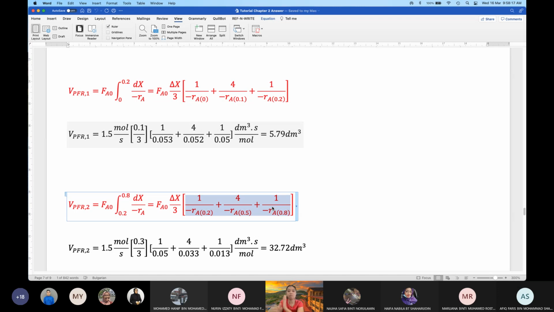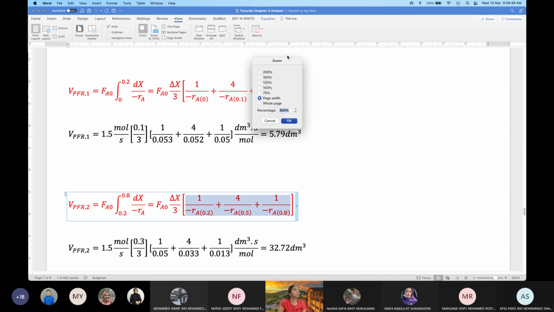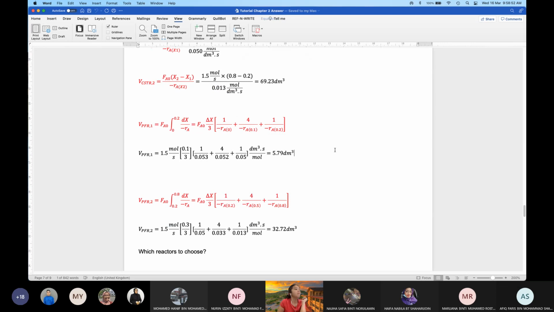Since the one-third rule tu mesti 1, 4, 1. So 4 over minus RA at your middle X. So your middle X is 0.5. So 4 per minus RA when my X is 0.5. Plus 1 per minus RA at my final X, which is 0.8 lah kan. So, you look at the table again. Pada 0.2, berapa minus RA? Pada 0.5, berapa minus RA? At 0.8, how much is your minus RA? And when you replace, you get the volume needed is 32.72.